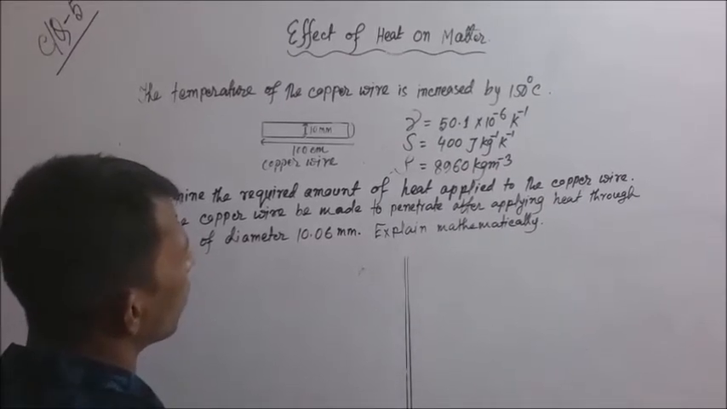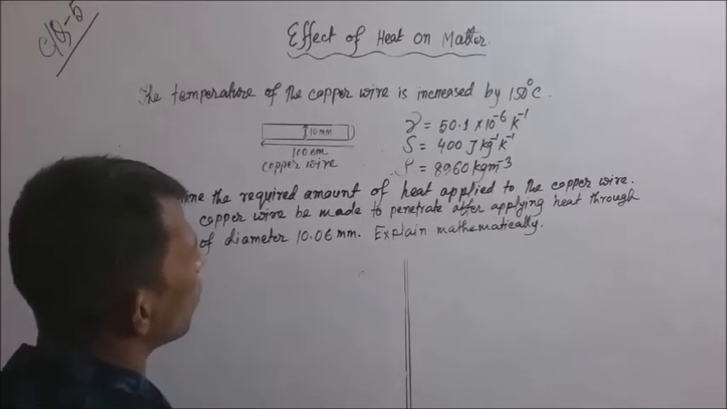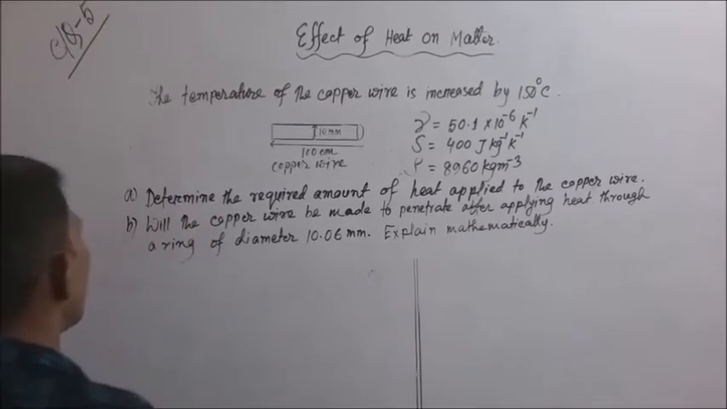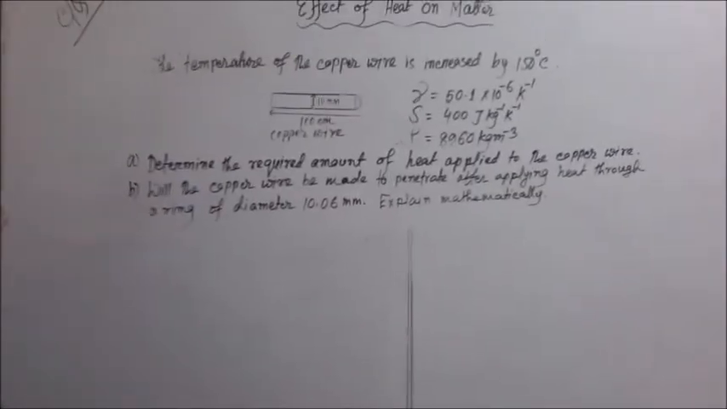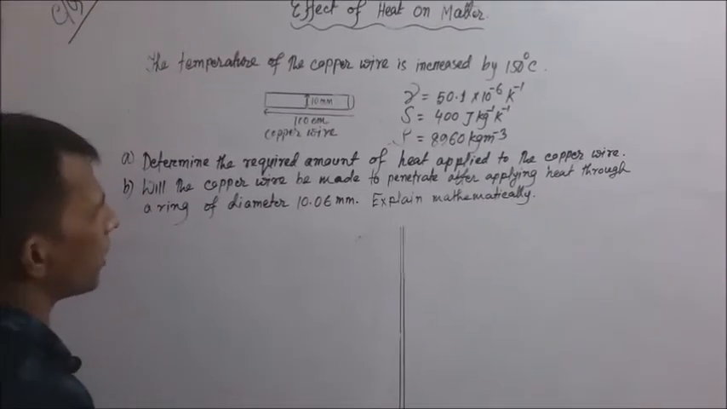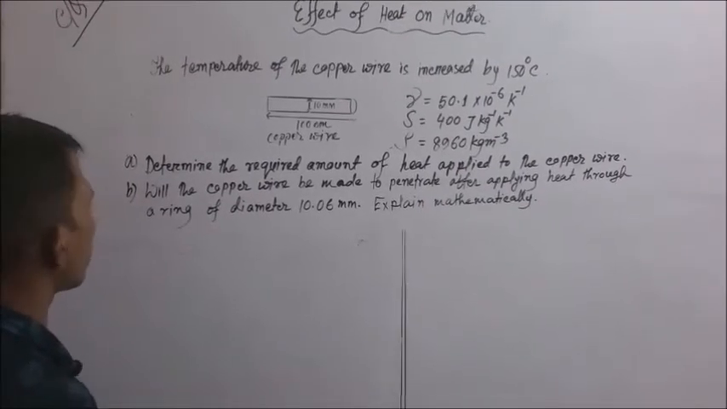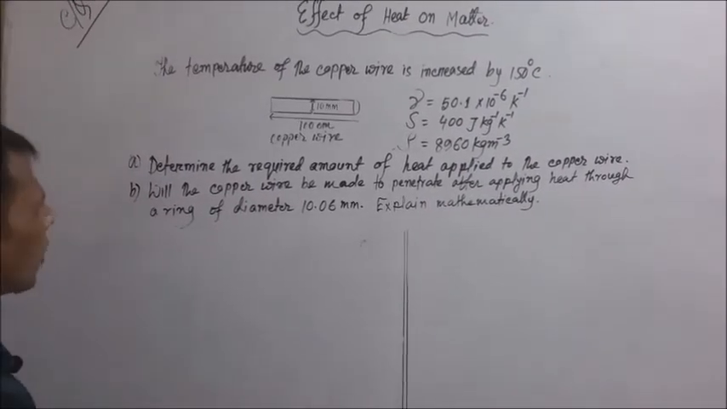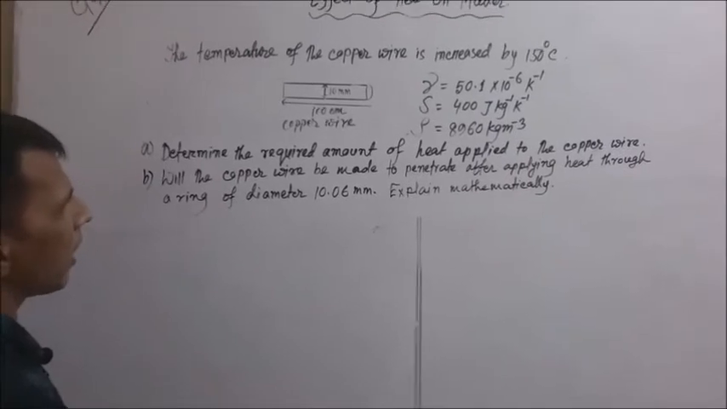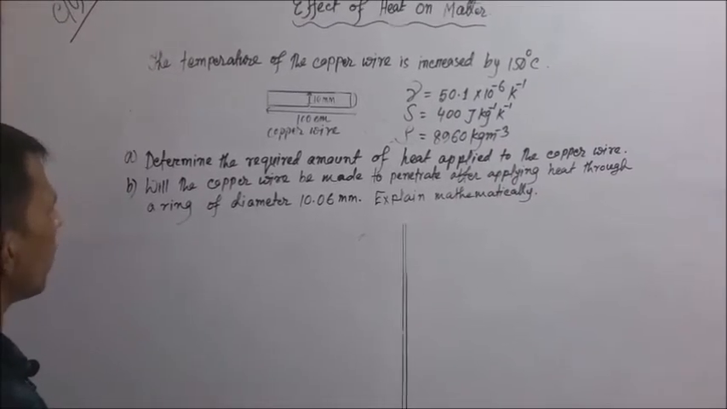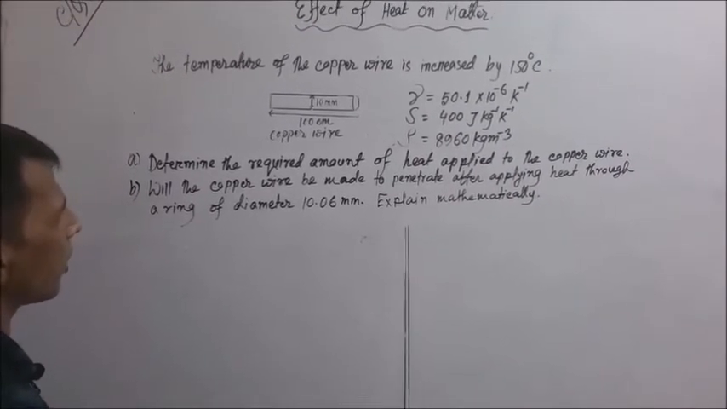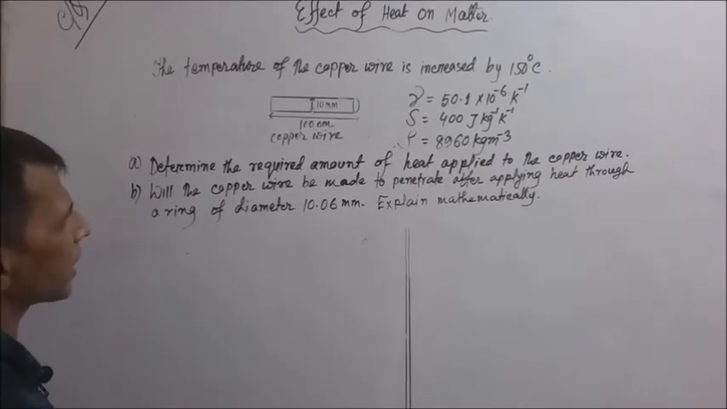Rho equal to 8960 kg per meter cube. Now question A, determine the required amount of heat applied to the copper wire. Question B, will the copper wire penetrate a ring of diameter 10.06 millimeter after applying heat? Explain mathematically.